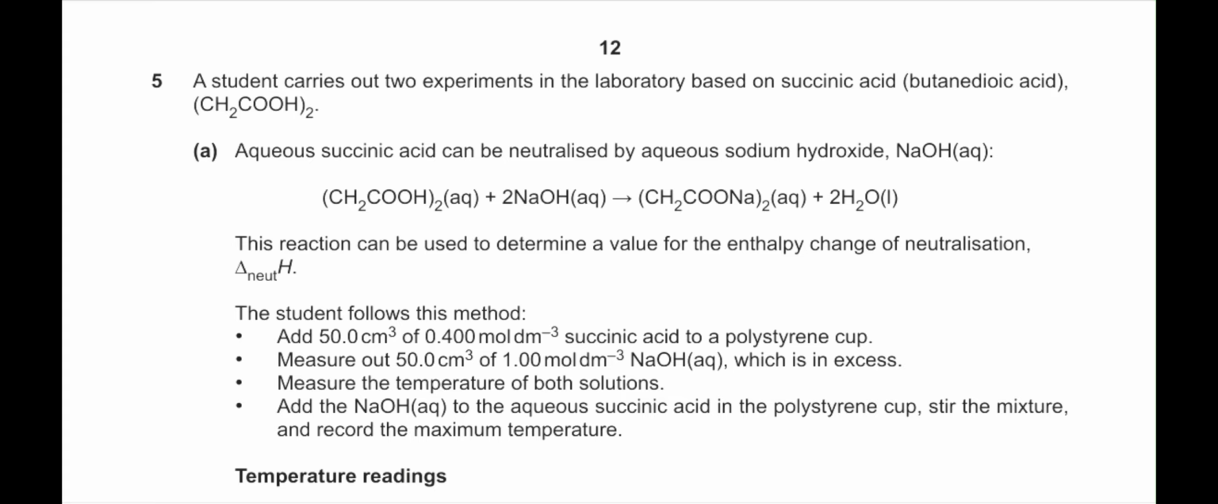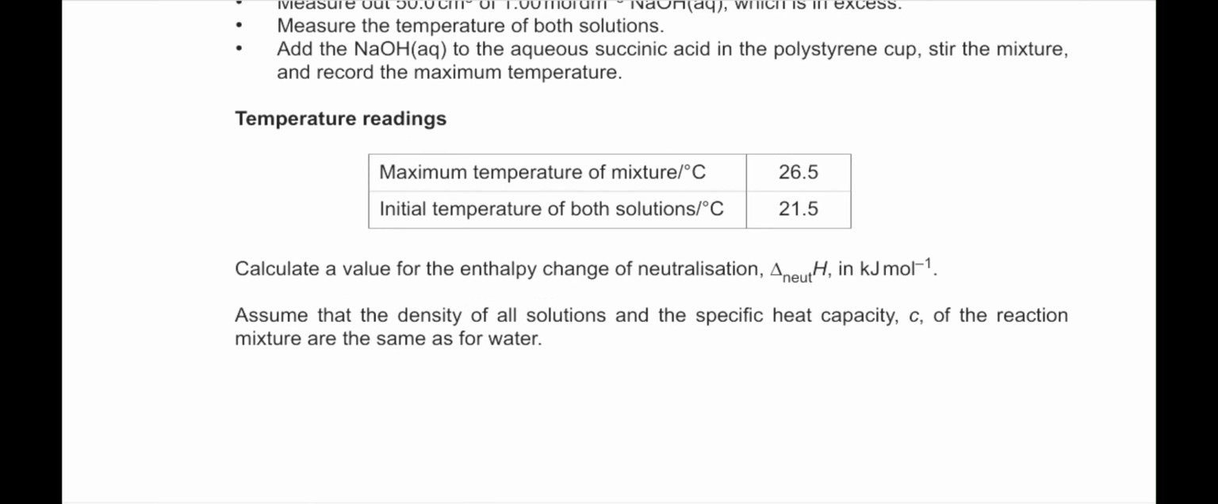Add 50 cubic centimeters of 0.4 moles per dm cubed succinic acid to a polystyrene cup. Measure out 50 cubic centimeters of 1 mole per dm cubed sodium hydroxide, which is in excess. Measure the temperature of both the solutions. Add NaOH aqueous to the aqueous succinic acid in the polystyrene cup, stir the mixture and record the maximum temperature. The table showing the initial temperature of both the solutions and the maximum temperature is given. Calculate a value for the enthalpy change of neutralization in kJ per mole.